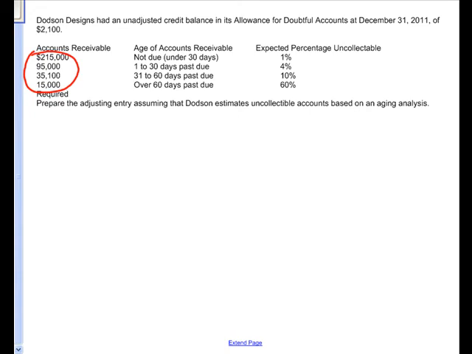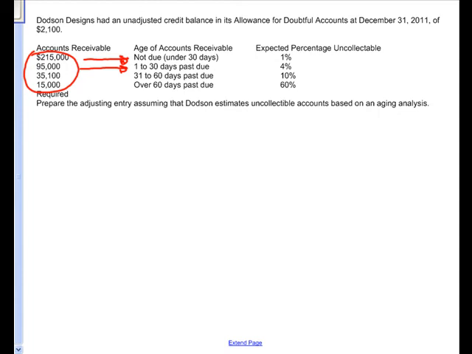Now, the first category is not yet due to be paid, which means that we gave our customers probably 30 days to pay us, and those 30 days haven't expired yet. So that is the amount that's not yet due to be paid. The $95,000 is overdue. They haven't paid us in the 30 days. They're 1 to 30 days past due. And then the next category is 31 to 60 days overdue, and then over 60 days.